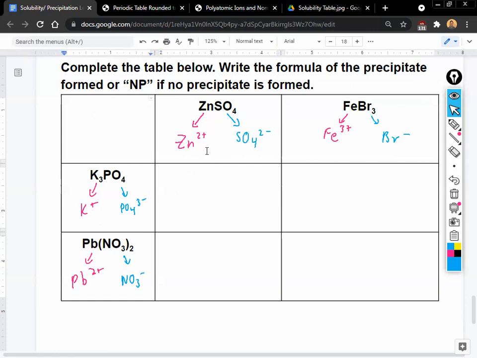Okay, so what we're gonna do now is we're gonna be mixing these together, and then we're gonna be seeing if a precipitate is formed. So I'm gonna take the positive of one of them and the negative of the other one, and I'm gonna be checking if they make a precipitate or not.